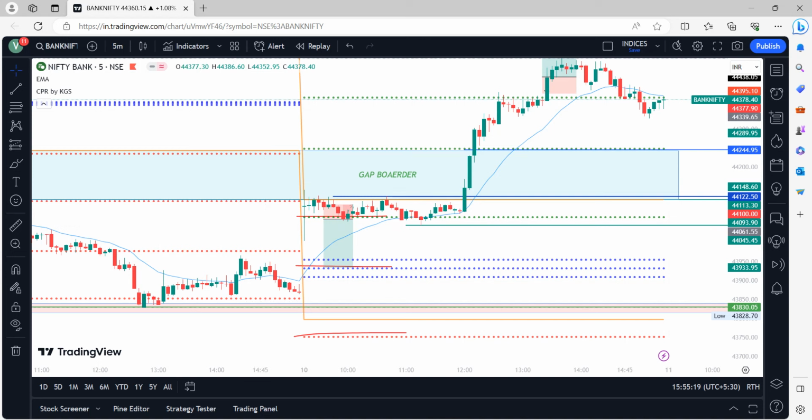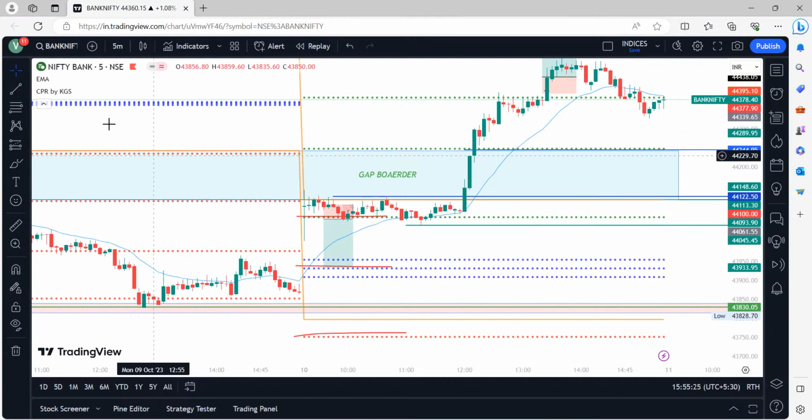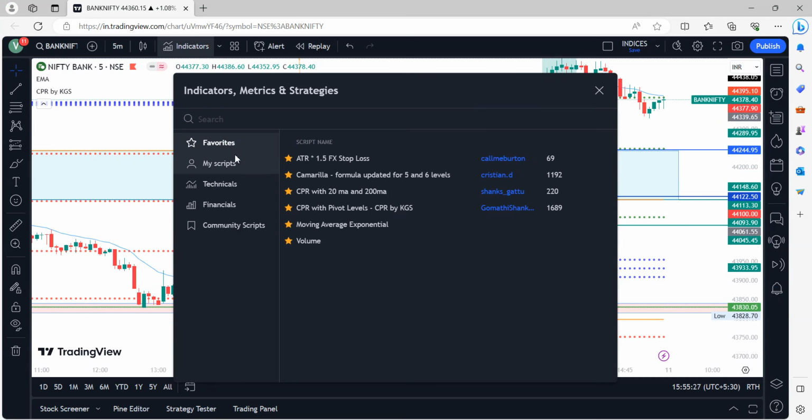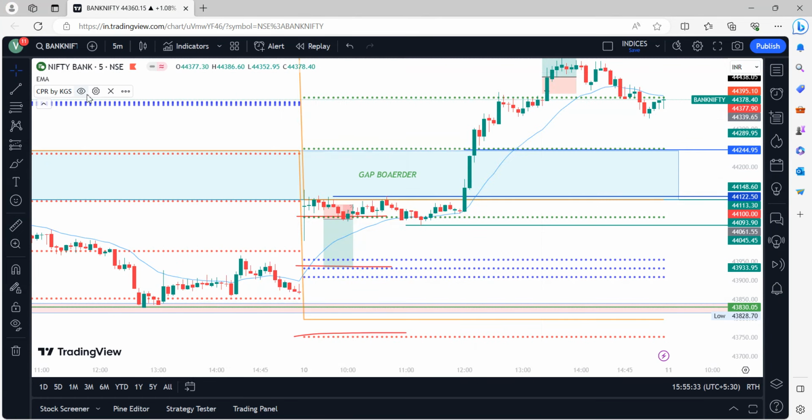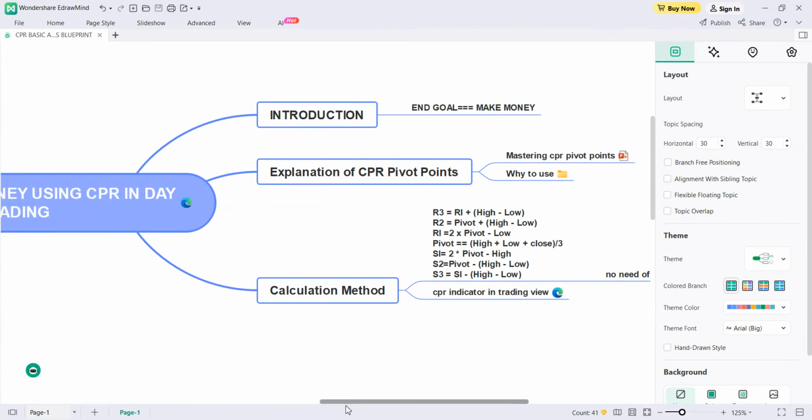Let's go to the mind map again. Now, see how to use it. Go to the indicators tab and search for CPR with pivot levels by CPR by KGS. You will get this here. Then the next point here.